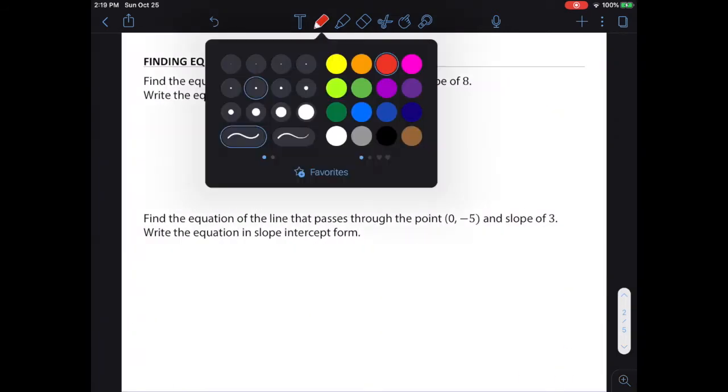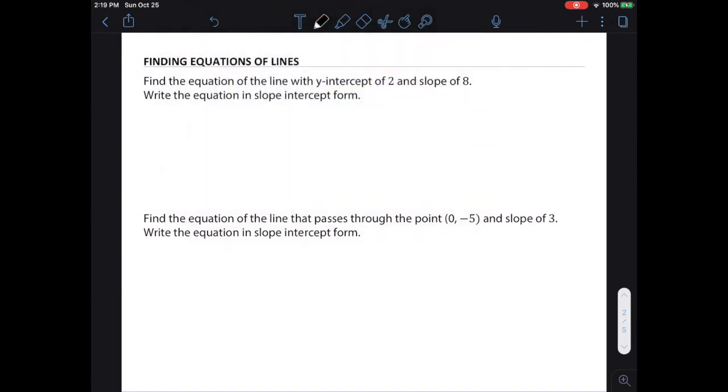Okay, the first thing that I want to have you take a look at is finding the equation of the line when we're given the y-intercept and the slope. And a lot of times people tend to make these way more difficult than they actually are. So the key thing to remember when you're finding the equation of a line, and we want to write the line in slope-intercept form, or y equals mx plus b, all we need is the m and the b. And once we identify the m and b, all we have to do is plug them into y equals mx plus b, and we're done.